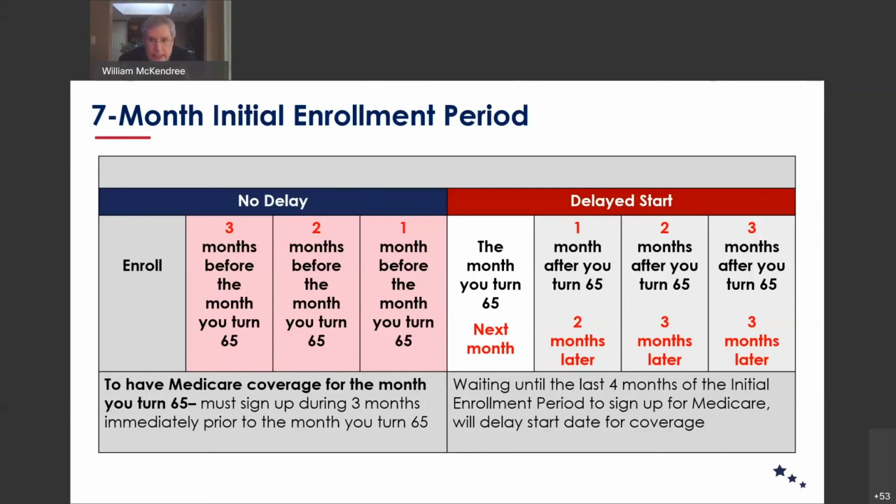Now, I could postpone that if I want to. I could reach out in the month I turned 65. I could reach out in the 3 months after that. I'd still be within my 7 months. I would not be penalized in that 4th, 5th, 6th, and 7th month. But obviously, I'm going to be delaying my entry by 1, 2, or even 3 months. So the best time, if you want to enter as early as possible, would be the 3 months leading up to the month you turn 65.